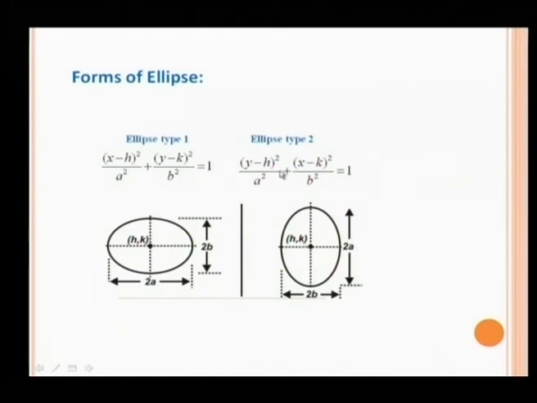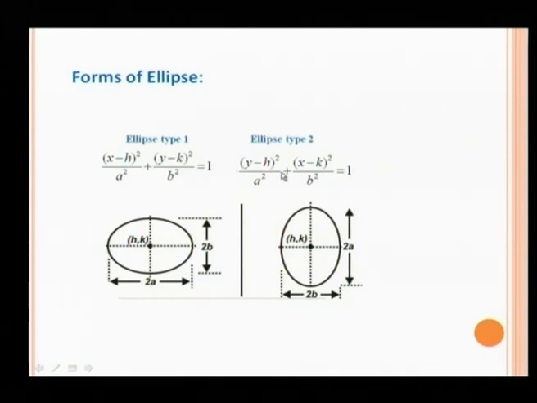For the second type of ellipse, your major axis would be the y-axis and again your center is at h and k. You have the equation (y minus k) whole square divided by a square plus (x minus h) whole square divided by b square is equal to 1. If your center is at 0 and 0, the first type of ellipse equation becomes x square divided by a square plus y square divided by b square is equal to 1, where h and k would be equal to 0.